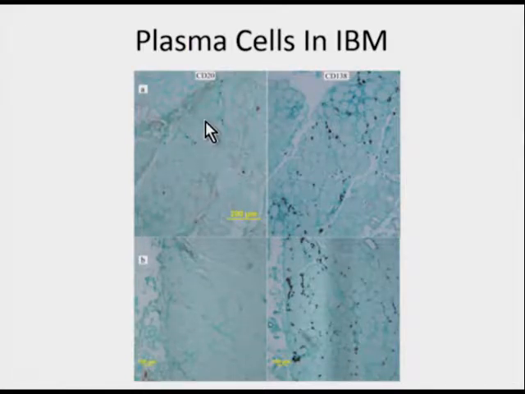Plasma cells can be present. This is a pan B cell marker, CD20, which picks up a small complement of B cells, but a specific plasma cell marker, CD138, is present extensively throughout the fiber.